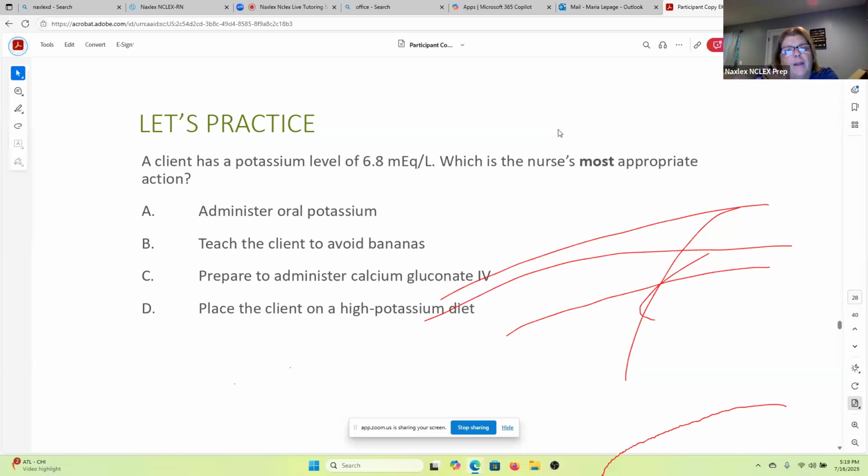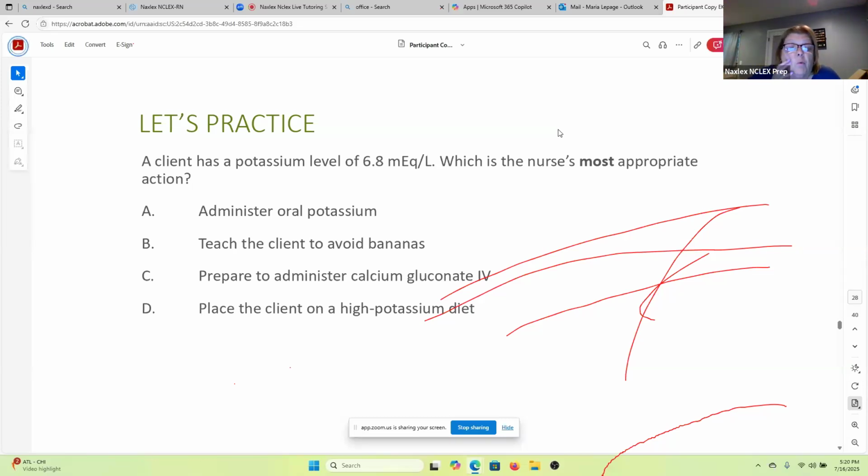Even if you didn't know that calcium gluconate was the treatment for hyperkalemia, all of those other things, well, A and D contain potassium. We're not going to give them more potassium if it's high, and teach the patient to avoid bananas. To me, I call that a do nothing answer choice. That's going to do nothing for this patient right now who has a high potassium level, right? We need to treat that high potassium level because that's pretty high, 6.8, right?